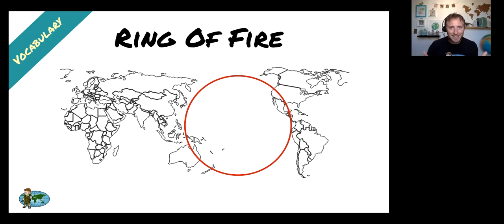And why is this an important area when we're talking about volcanoes? That's because 3/4 of all volcanoes and 90% of all earthquakes in the world happen somewhere along the Ring of Fire. That's how it gets its name. And Guatemala is located along the Ring of Fire. That's why it has so many volcanoes.